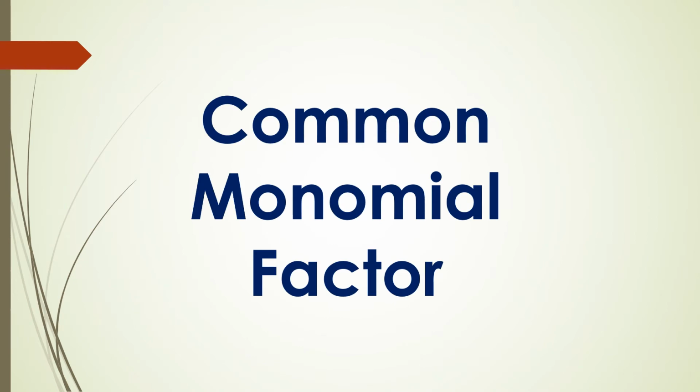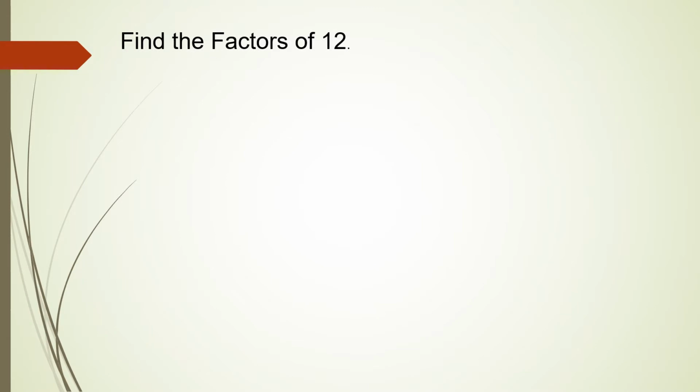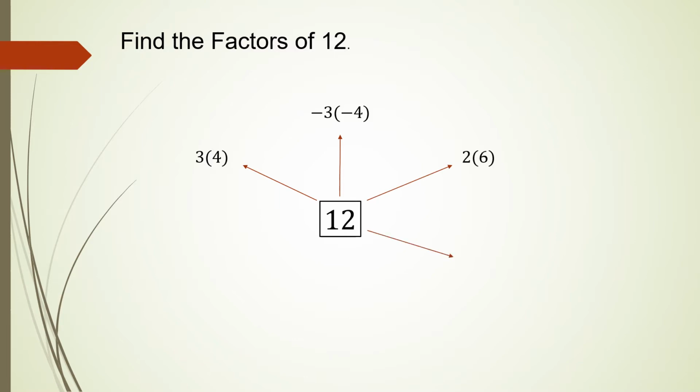Common monomial factor. Let's review how to find the factors of 12. We have 3 times 4, negative 3 times negative 4, 2 times 6, negative 2 times negative 6, negative 1 times negative 12, and we have 1 times 12. Take note, if we're going to multiply like signs, the product is always positive.